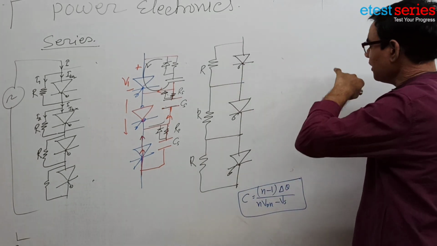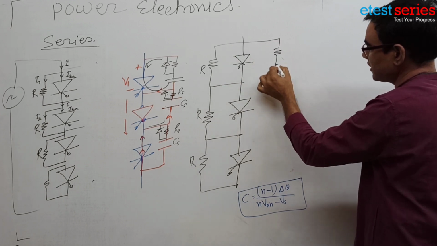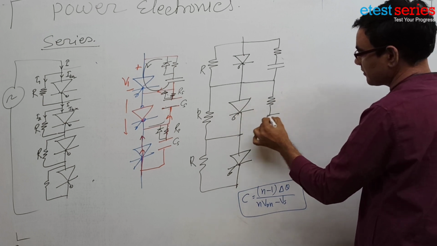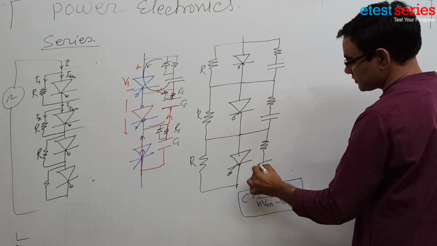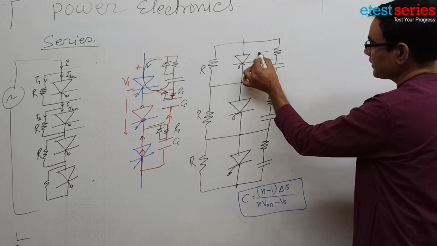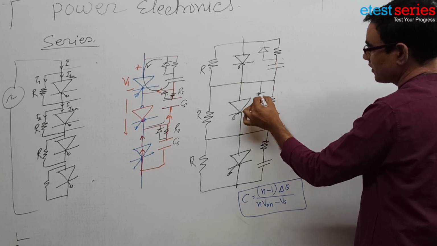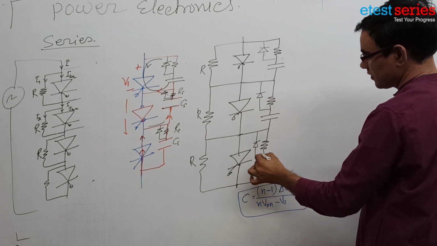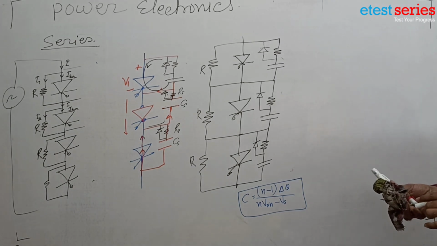And there is a resistance and a capacitor. And a diode should be connected. A diode, like this. So there are two circuits.